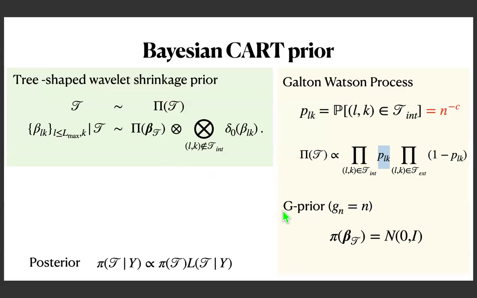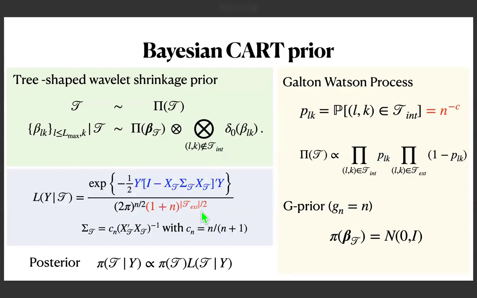And for the coefficients, we use the simplest g prior so that we can later easily compute the posterior or integrate it out. And then we also have a likelihood here. I think what is important is that the likelihood has a penalty term with respect to the size of the tree. This is the number of external nodes. Also, the likelihood will increase if the residual is smaller. Now, by using these things, we can define a posterior.